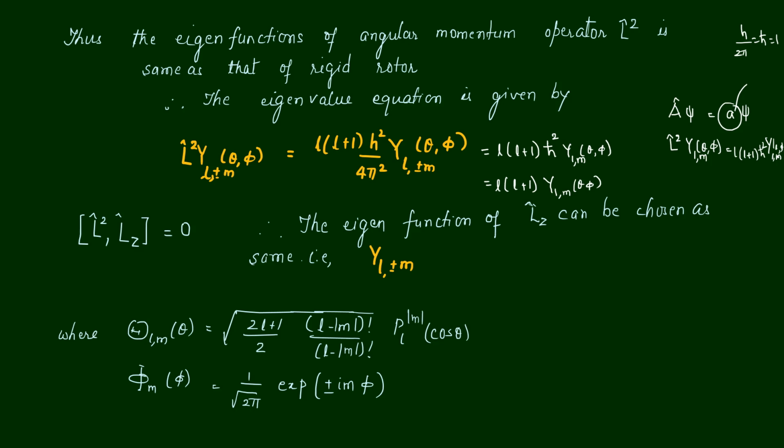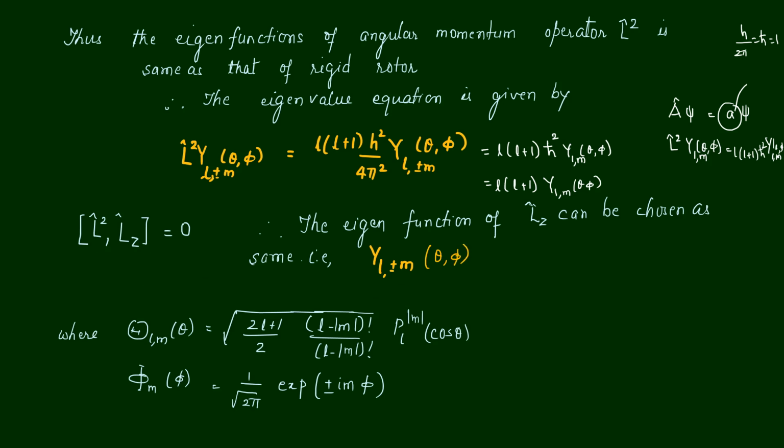So this is the total angular momentum, the eigenfunction and the eigenvalue. Now coming to the Lz component, we have seen that the total angular momentum commutes with the Lz component. That means the eigenfunction of Lz should be the same as that of L square. So again we see that this is nothing but the spherical harmonics.